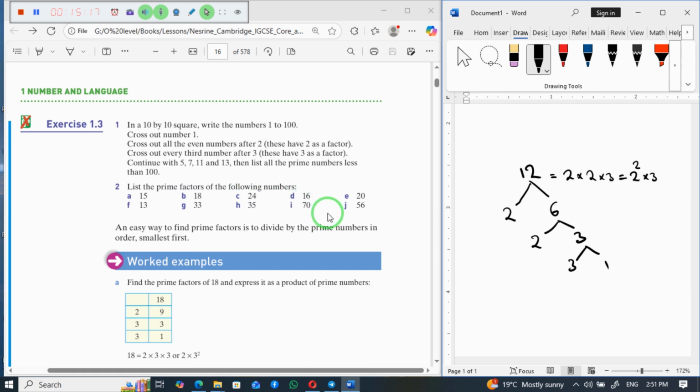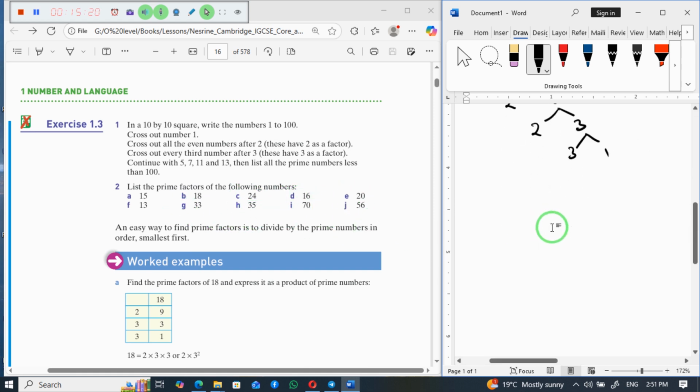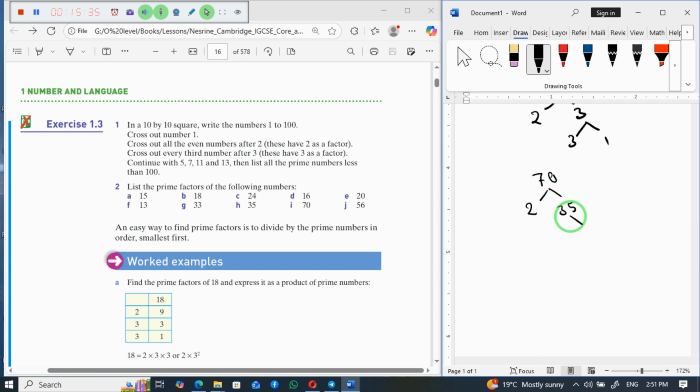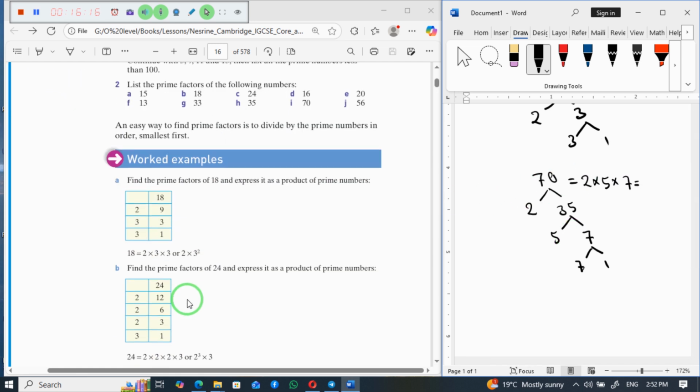List the prime factors of the following numbers. This is also your homework, dear students, but I will take one of them. For example, 70. 70 is divisible by 2: 70 divided by 2 is 35. Then 35 is divisible by 5, giving 7. Then 7 divided by 7, the result is 1. So these are the prime factors of 70. We can write 2 multiplied by 5 multiplied by 7 multiplied by 1. The 1 always exists as a coefficient, so we don't write it.